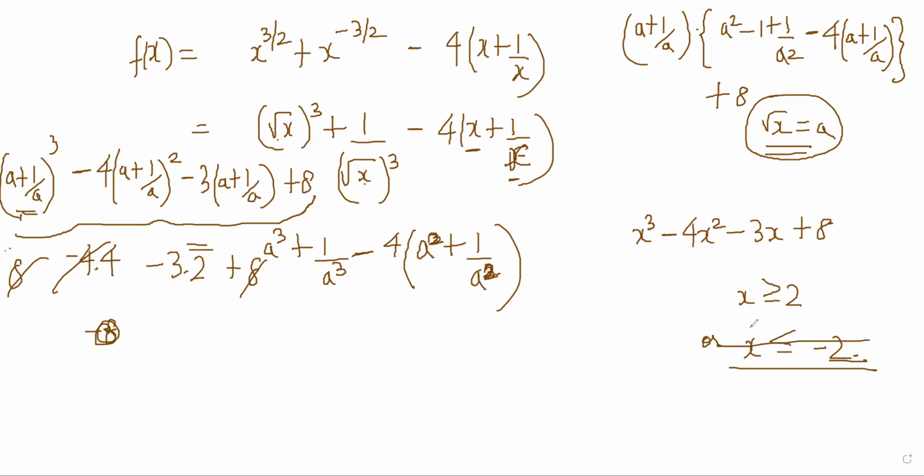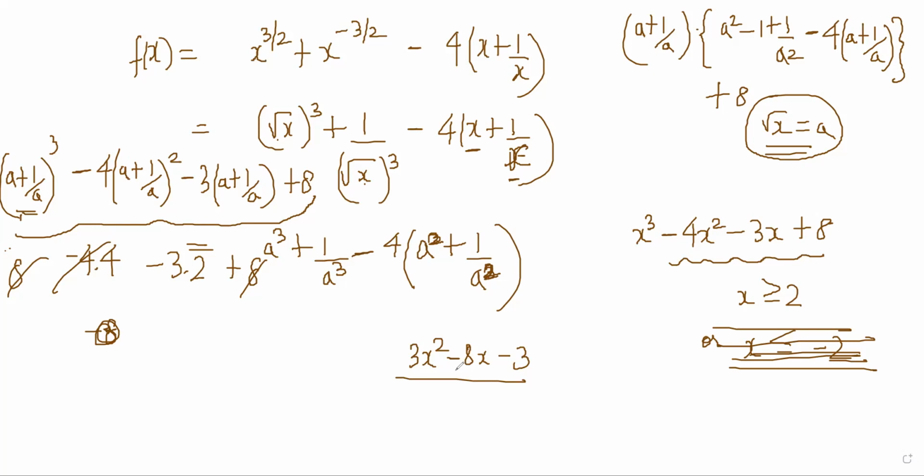Only this region is allowed. So x is greater than 2. Let's take the derivative of this cubic: 3x square minus 8x minus 3. Discriminant is positive, b square minus 4ac.